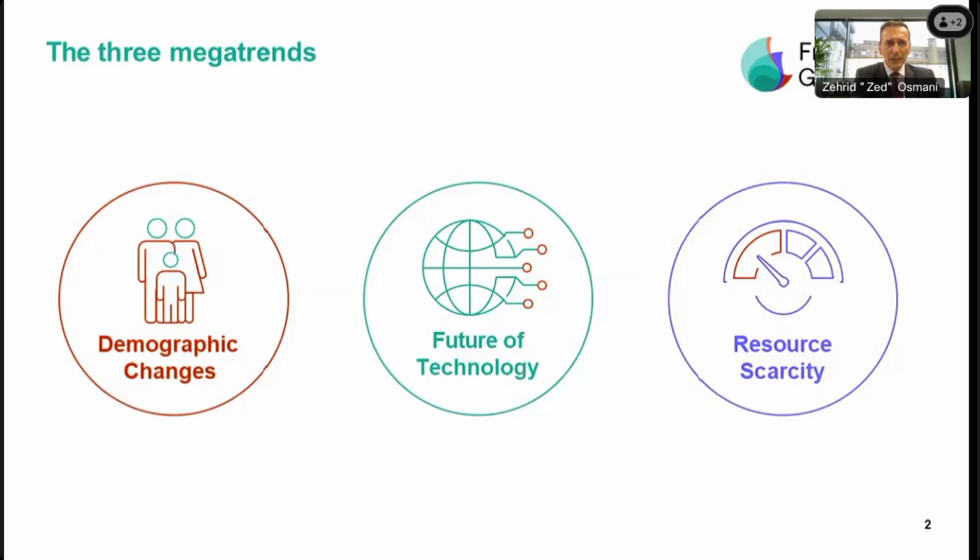We wanted to highlight the three mega trends and get an update on where we stand on that front. As you know, the three mega trends are helping us focus on structural growth opportunities, looking ahead over the next decade, 2 decades, 3 decades. And there are three important aspects here. Demographic changes, future of technology, and resource scarcity are those three mega trends.